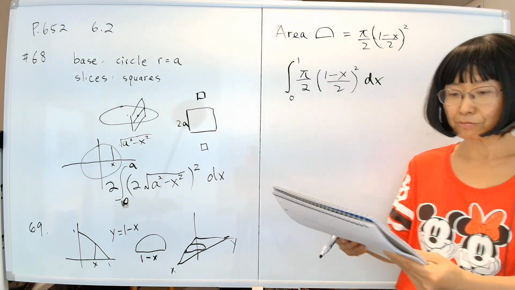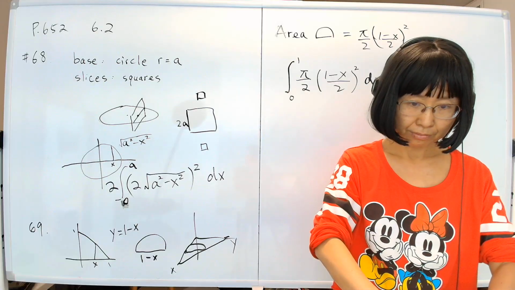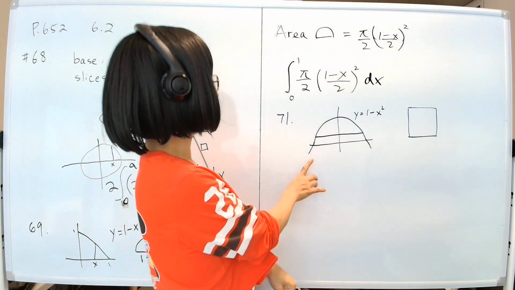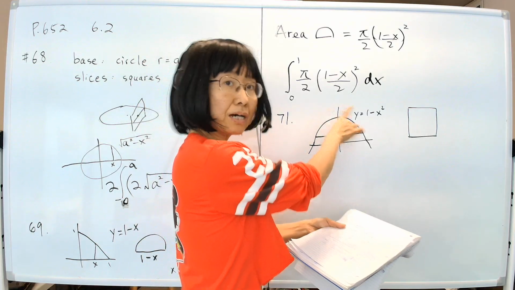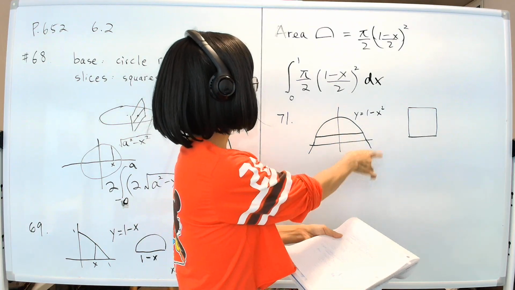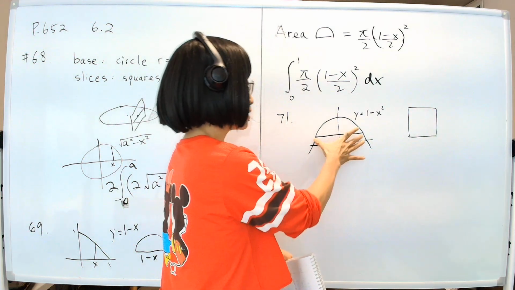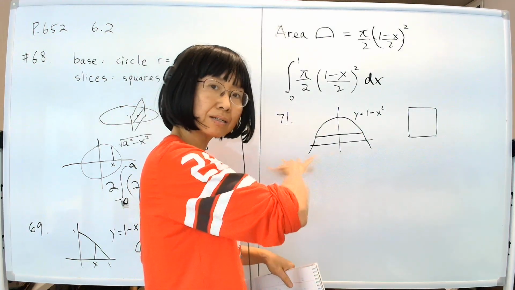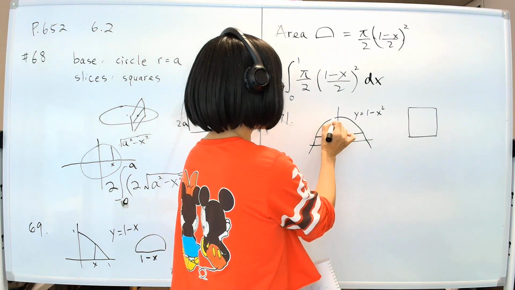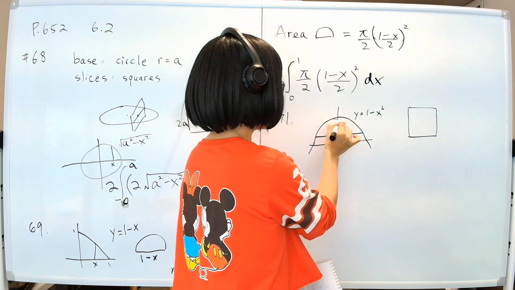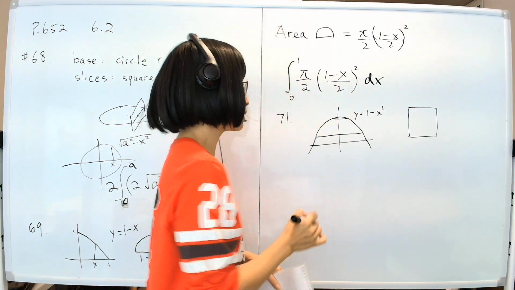So for problem 71, we have a region. Here's the region of problem 71, where we have the upside-down parabola y equals 1 minus x squared, and then we have a bunch of square slices sitting clear across, perpendicular to the y-axis. As you can imagine, the squares will get smaller and smaller when it gets up here, because this is the entire width of the square, and then down here it will get wider.